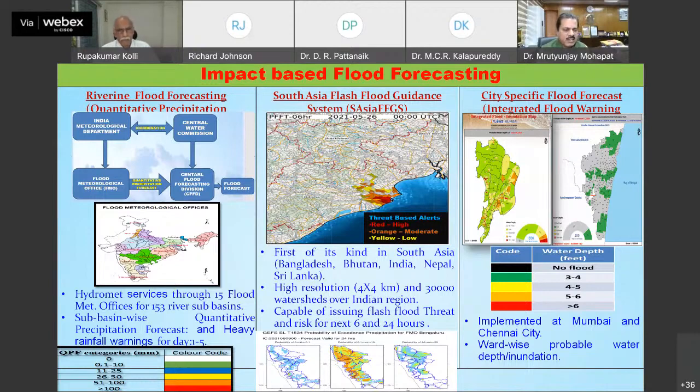For riverine flooding, Central Water Commission and India Meteorological Department work together, and with the prediction of heavy rainfall and quantitative precipitation forecast, the color-coded impact-based forecast is provided by the Central Water Commission of the Ministry of Water Resources, Government of India. I just want to mention there is involvement of the stakeholders: the National Disaster Management Authority, India Meteorological Department, and Central Water Commission meet together every day through video conferencing and formulate the impact expected due to the flood over a river catchment.